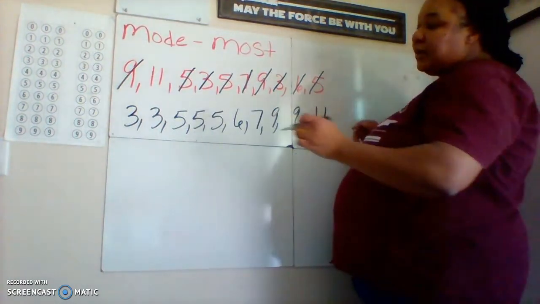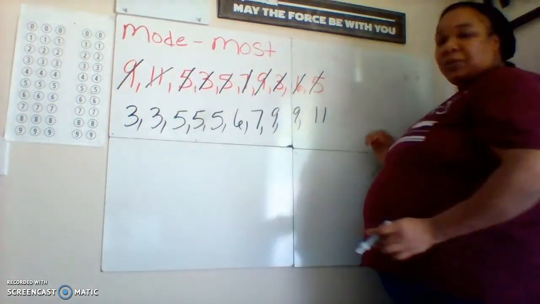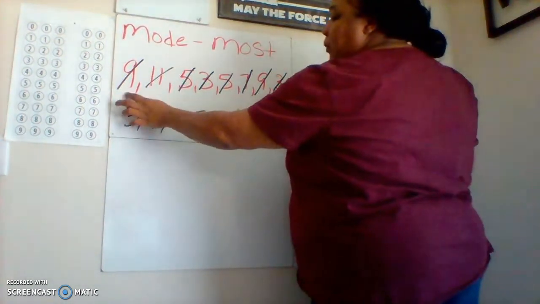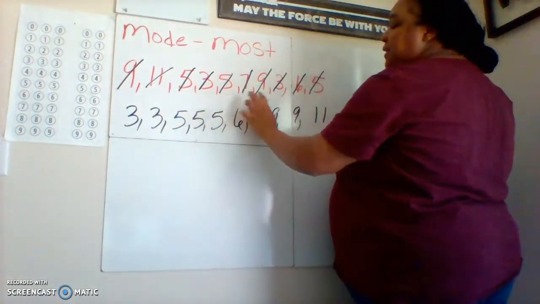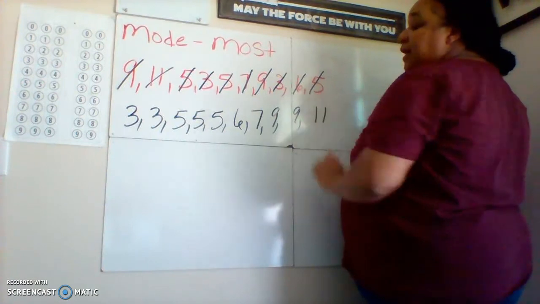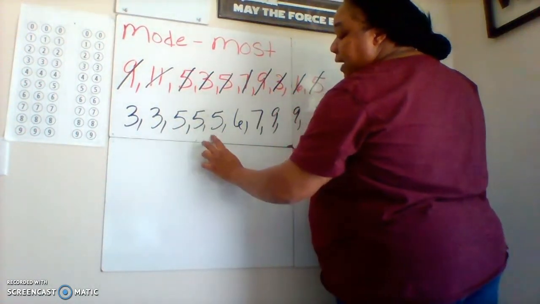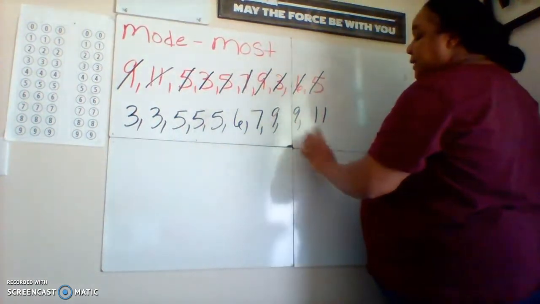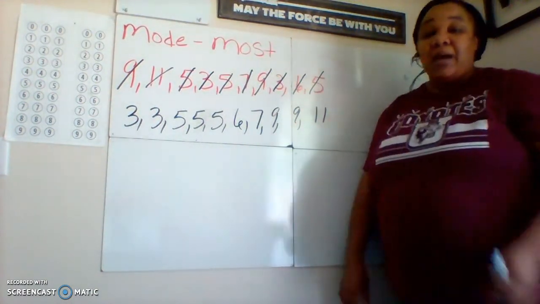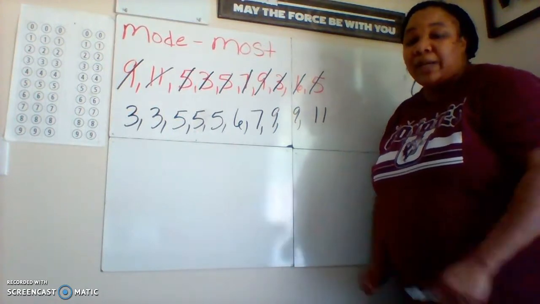Okay? Now, we X them all out. Let's count. I have 1, 2, 3, 4, 5, 6, 7, 8, 9, 10. In my original data set, I have 1, 2, 3, 4, 5, 6, 7, 8, 9, 10. In my data set that's ordered from least to greatest.